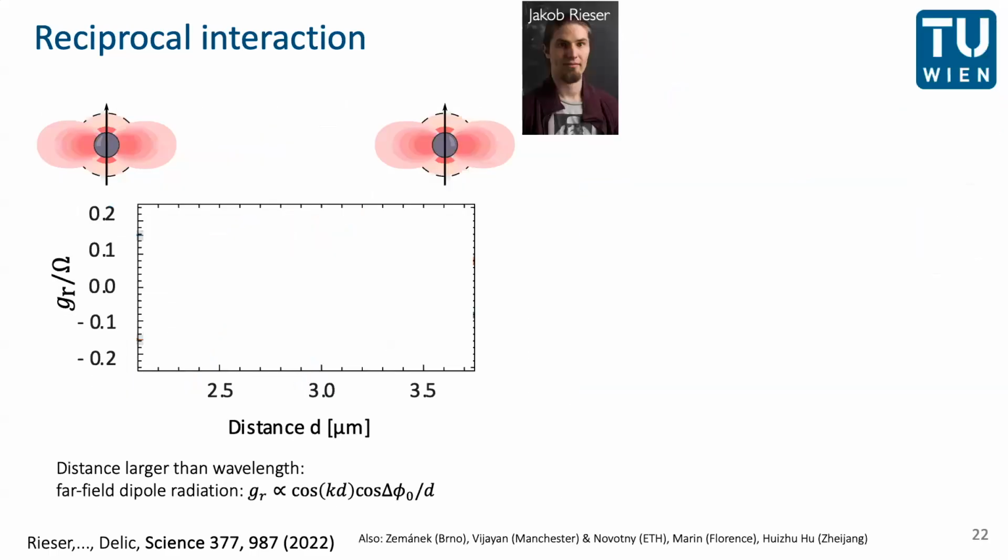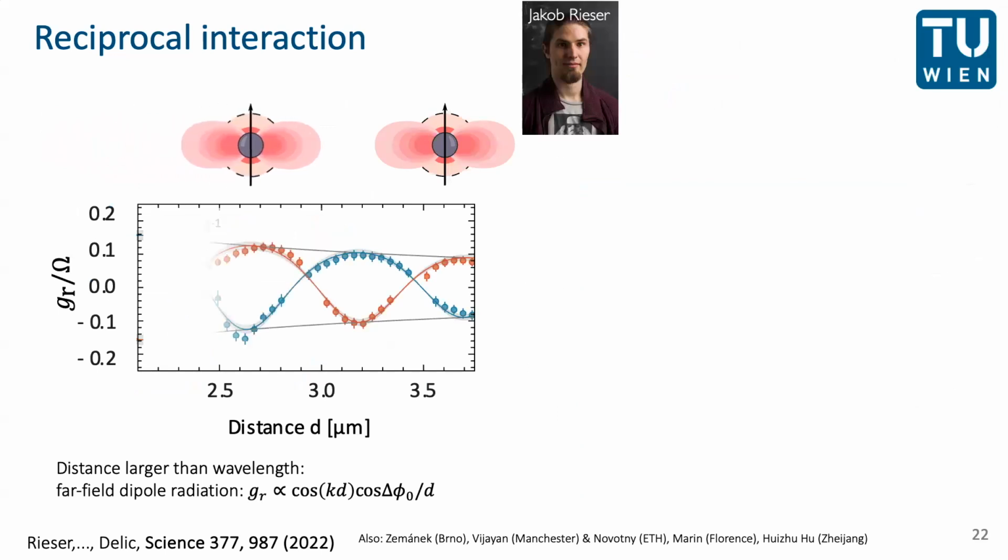And you can do that as a function of distance, where you see that it oscillates with a period of lambda, telling you that it's really the constructive interference of light that leads to these interactions. It falls down as 1 over the distance, and this is because it's all in far field. The distances between them are much larger than the wavelength.